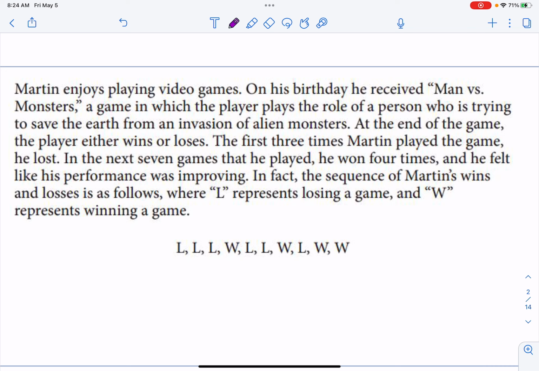The first 3 times Martin plays the game, he lost. In the next 7 games he played, he won 4 times, and he felt like his performance was improving. In fact, the sequence of Martin's wins and losses is as follows, where L represents losses of games and W represents wins of games, okay? So obviously he lost the first 3 times, so those are 3 losses. Then he won 1, 2, 3, 4 out of the last 7, okay? So we have this data set that looks like so, okay?